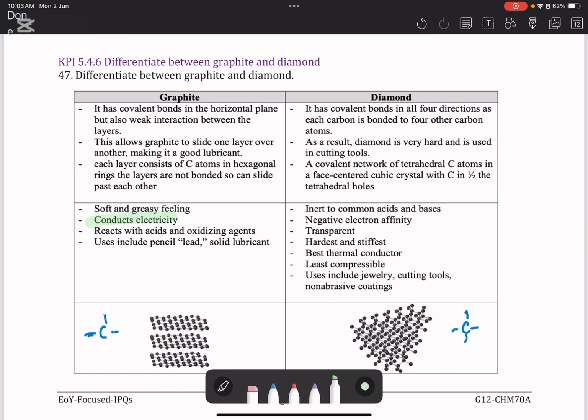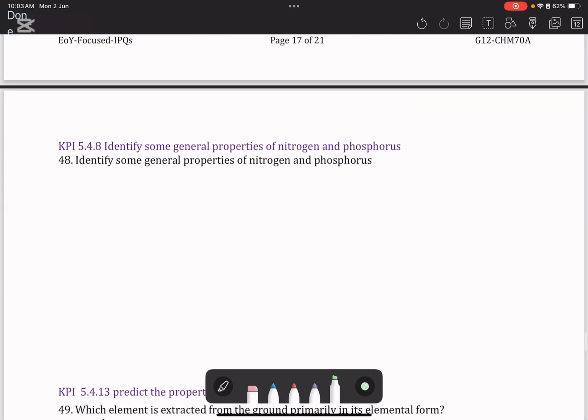Graphite, since there are 3 bonds connecting the carbons together, is not that hard. It's soft and greasy. It's made up of thin sheets, like layers of carbons on top of each other. These layers slide over each other, and they're held together with intermolecular forces, like London dispersion forces. So they're not that hard.